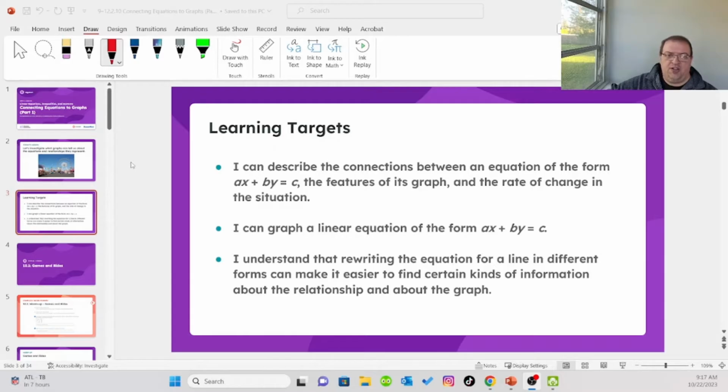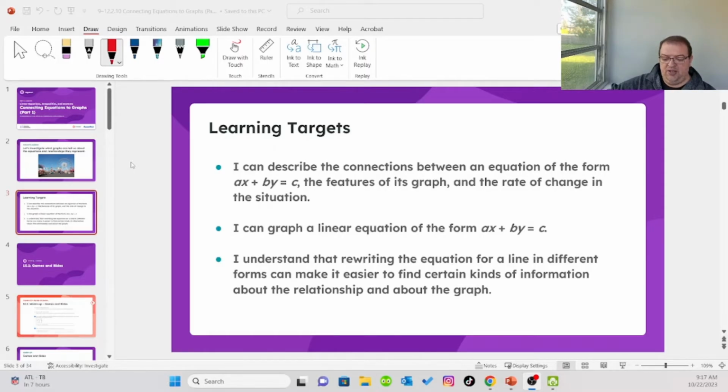We have three learning targets today. Number one, I can describe the connections between an equation of the form ax plus by equals c, the features of its graph, and the rate of change in the situation. Number two, I can graph a linear equation of the form ax plus by equals c.